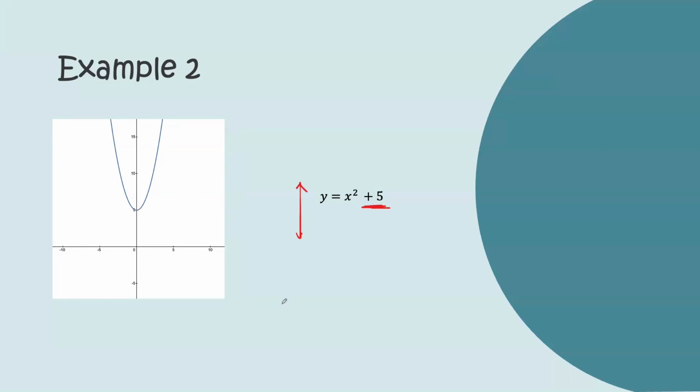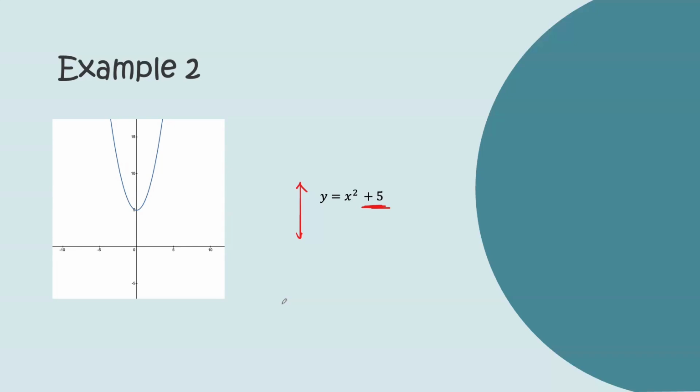up 5 units, okay? Now, again, if we look at the domain, there's no real restriction on what x can be. X can still be any number. You can still square any number and add 5 to it, okay? That doesn't change anything. So the domain is still all real values of x.